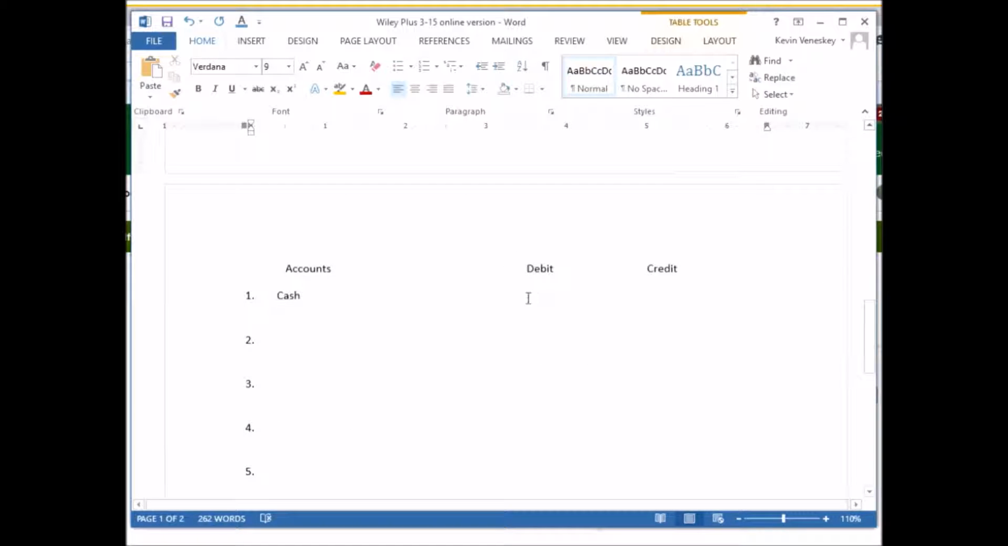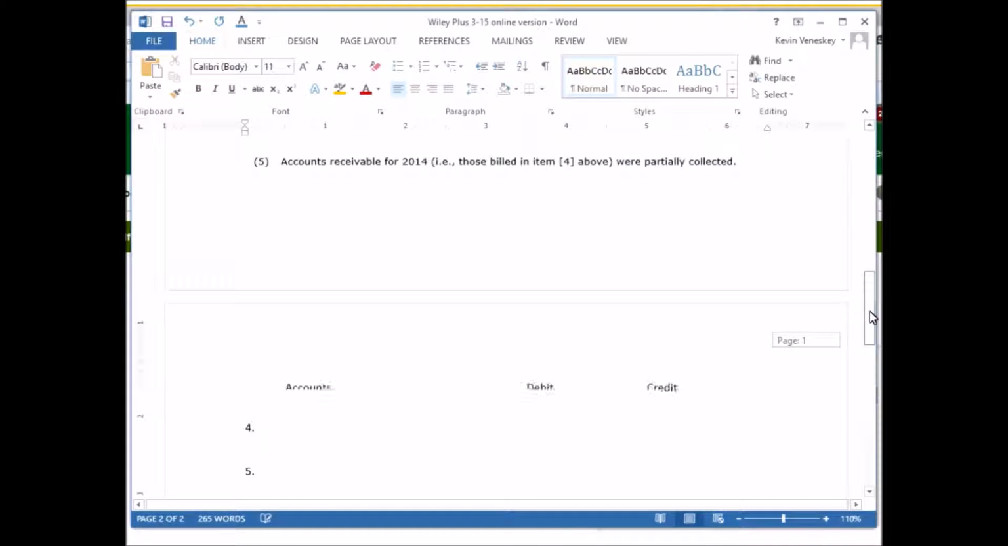Okay, and now I can update my journal entry. $84.79 was what I received. Where did the cash come from? It came from my AR account. So number 1 wasn't too bad.